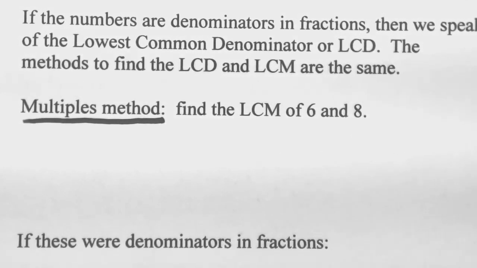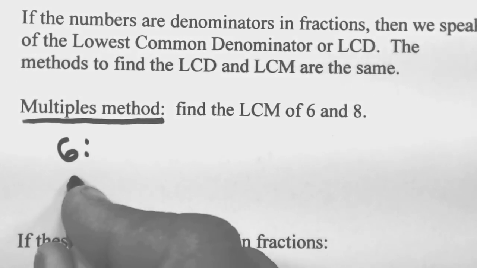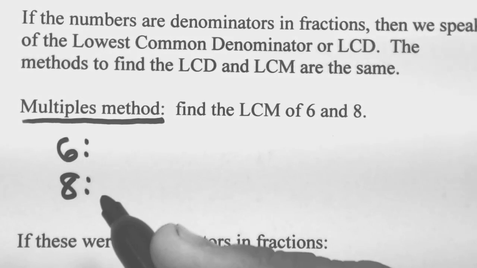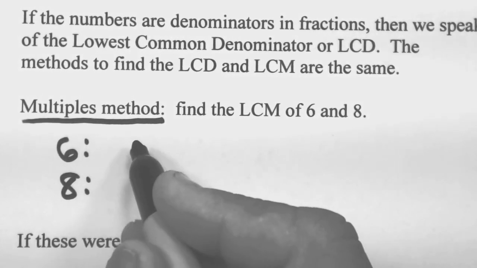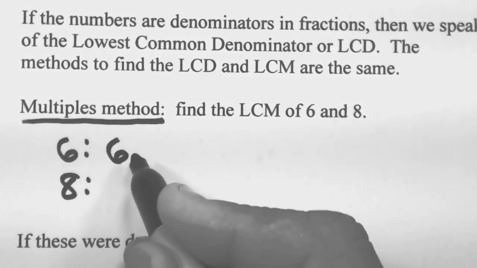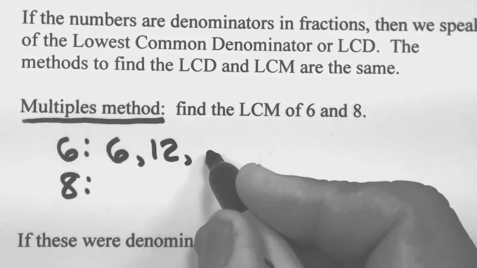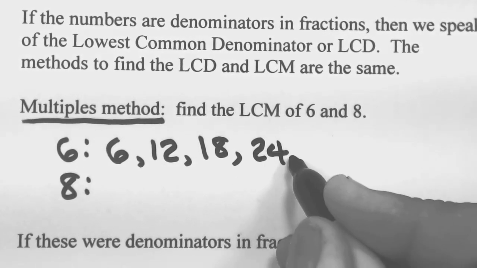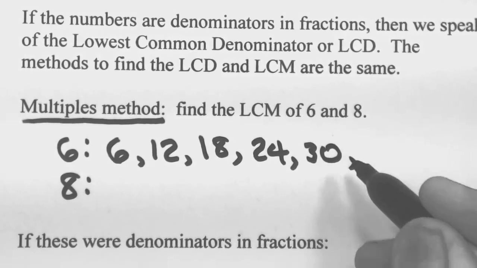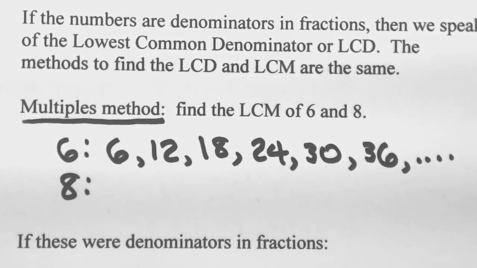Okay, well, what you do is you make yourself a list of the multiples of both of these guys. The multiples of 6 and the multiples of 8. Well, the first multiple of 6 is 6. Add 6 to that, the next one is going to be 12. Add 6 to that, we get 18, and then you go out to 24 and 30 and 36, and of course these multiples go on.